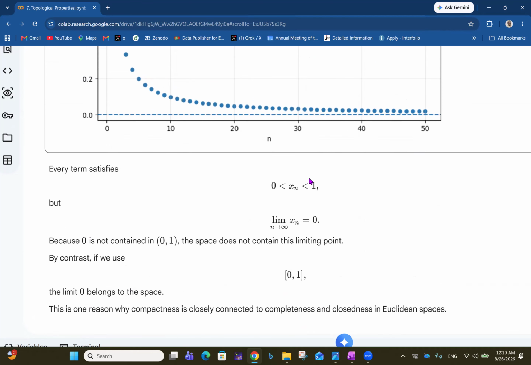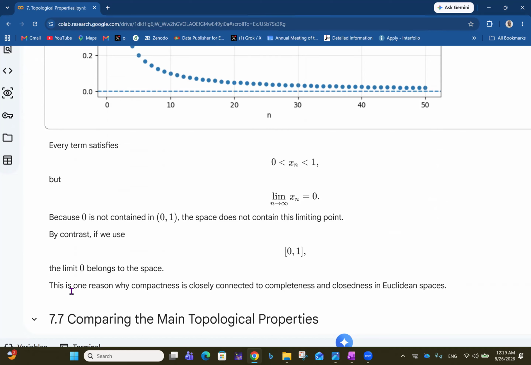So every term satisfies xn between 0 and 1 for sure, but the limit of xn as n approaches infinity is actually 0. Because 0 is not contained in the open interval (0, 1), the space does not contain this limiting point. By contrast, if we use the closed interval [0, 1], the limit 0 belongs to the space. So this is one reason why compactness is closely connected to completeness and closedness in Euclidean spaces.